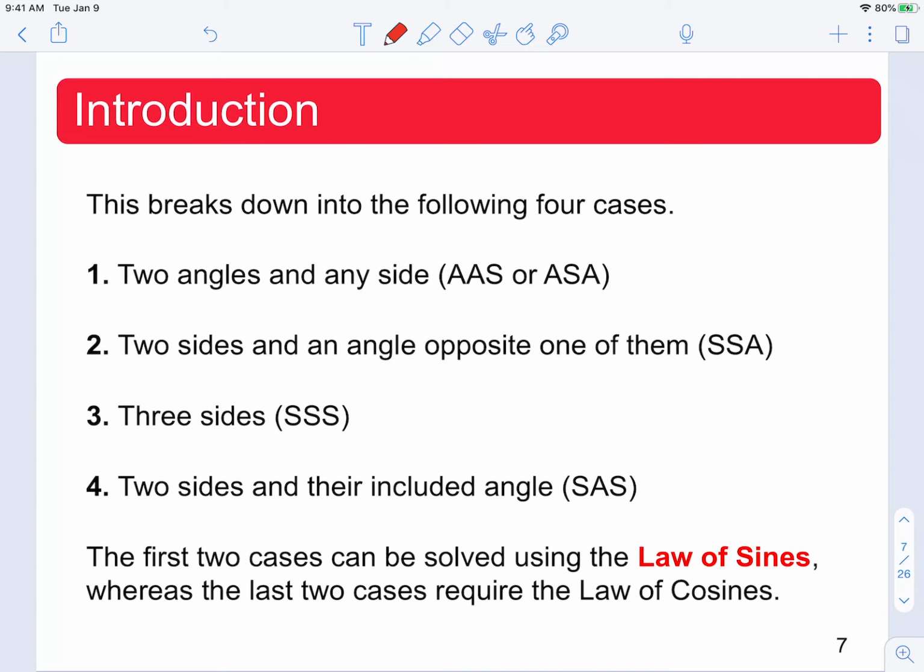Now, in working out oblique triangles, there are 4 different cases that come about. We're going to use the law of sines for these first 2 cases, and then in section 6.2, we'll talk about the other 2. So for law of sines, we're going to look at triangles where you're given 2 angles and a side, and there are 2 cases. And then the case where you're given 2 sides and an angle. And notice that the angle is going to be opposite one of the sides.